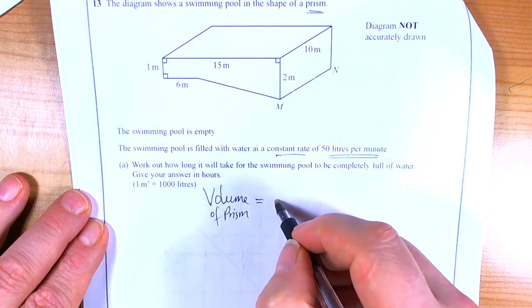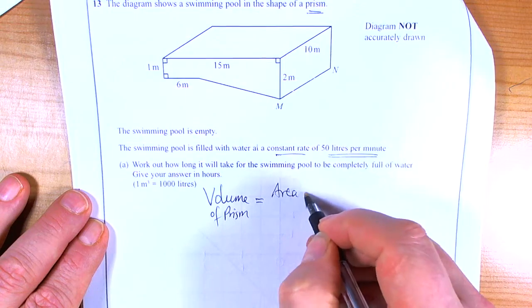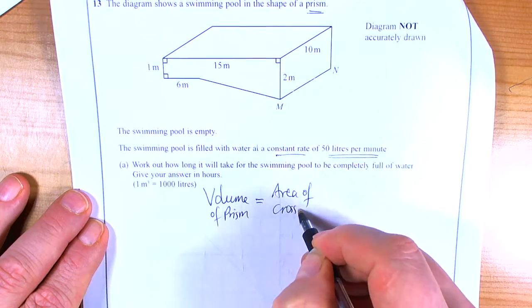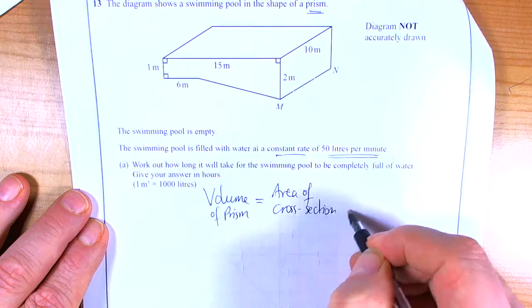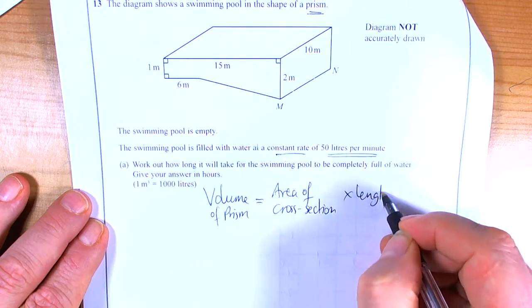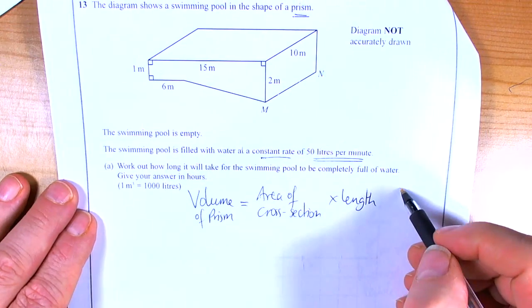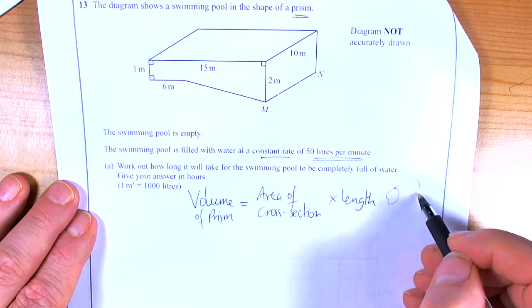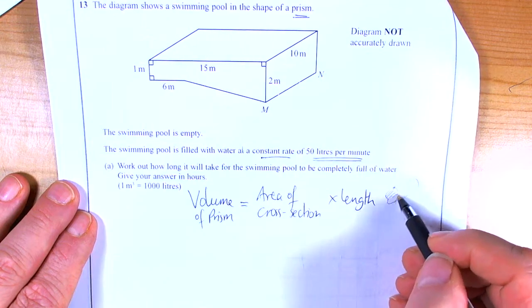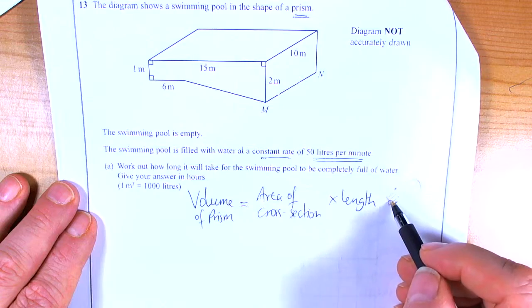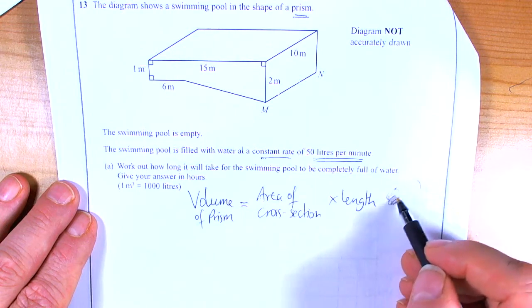So volume of prism equals the area of cross section times the length of the shape. Now what we need to remember is that a prism, doesn't really matter what type of prism it is, the area of cross section is what goes through the whole shape without changing.